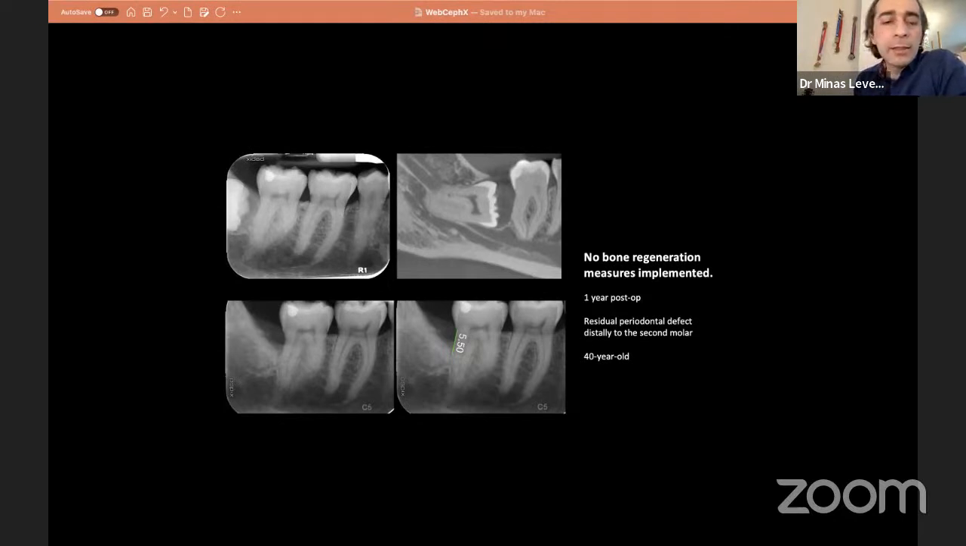Here I did this case, the patient refused to have any bone grafting. I did my best. I did a minimally invasive surgery. I cleaned this area mechanically perfectly, but still after a year, you see that the bone is down there and we have a big pocket. We can have sensitivity, we can have mobility, and most importantly, if the pocket here expands and involves the furcation, then this tooth will have a very bad prognosis.